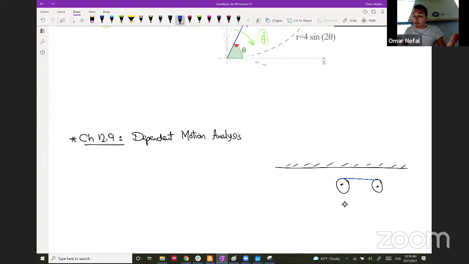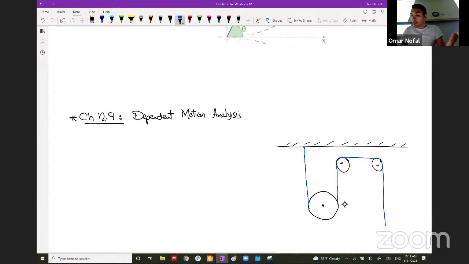A rope like this, and let's have our second big pulley like this, and then this is attached to the roof here, and we have some kind of weight at this location.